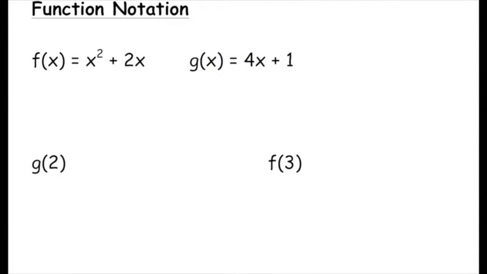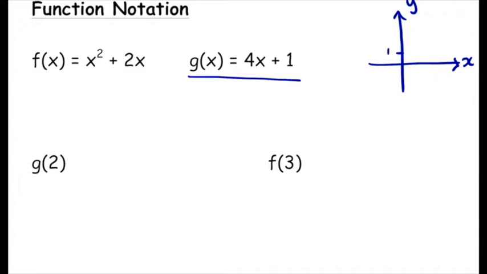Okay, so for today we're going to have a look at function notation. If we look at g(x) equals 4x plus 1, which is here, then we know that it looks like a linear function, so it's a straight line, and we're mapping x onto y, and the function is 4x plus 1. So it goes through 1 on the y-axis and it has a gradient of 4. So the graph looks something like that.